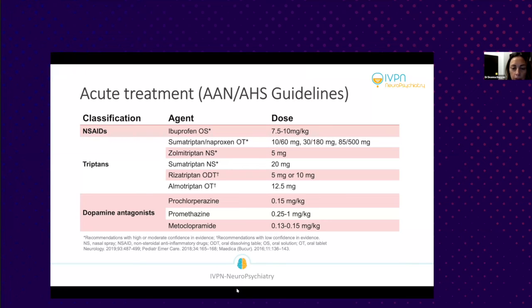As providers, we can perhaps switch Triptans and consider others off-label. And then these are the most common dopamine antagonists available in the United States that we use to try to abort the severe migraine attack, especially if it is associated with vomiting or persists despite administration of an NSAID with the Triptan. Next slide.